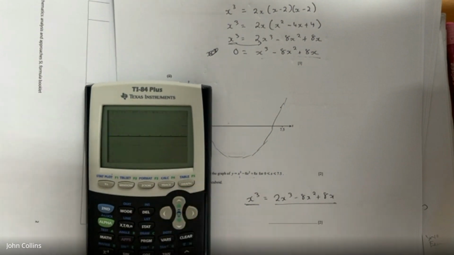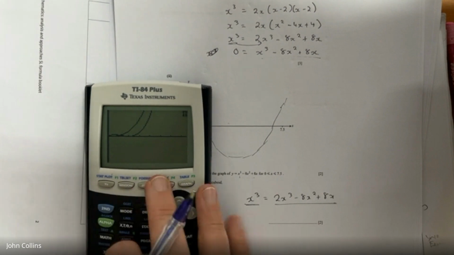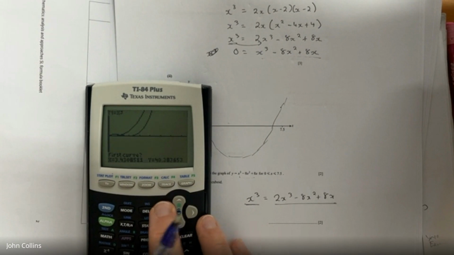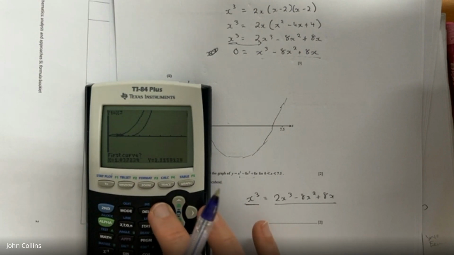Okay, I graph it. I'll see where they're equal. Maybe it won't cross somewhere here. Looks like they're here. How do I find that? Well, I just press second and then go down to number 5, intersect. I want to find where they cross over. It's somewhere in this area. It's not very clear, but the calculator will find it.